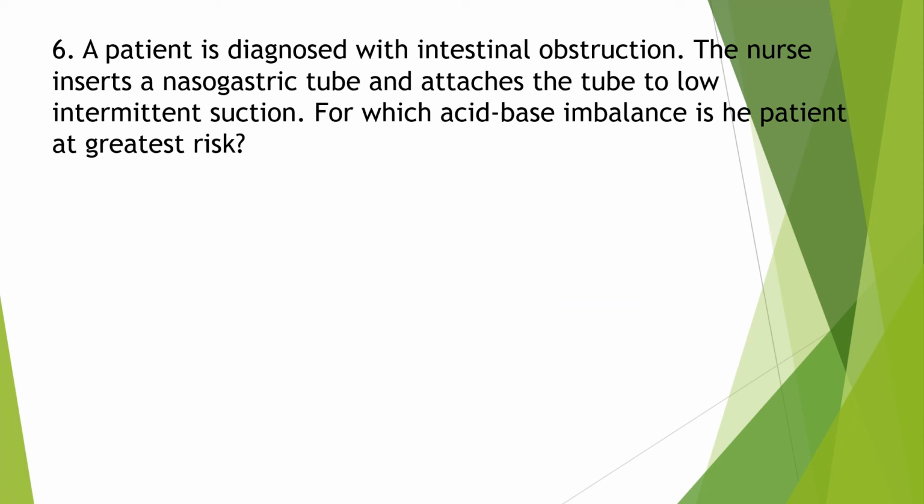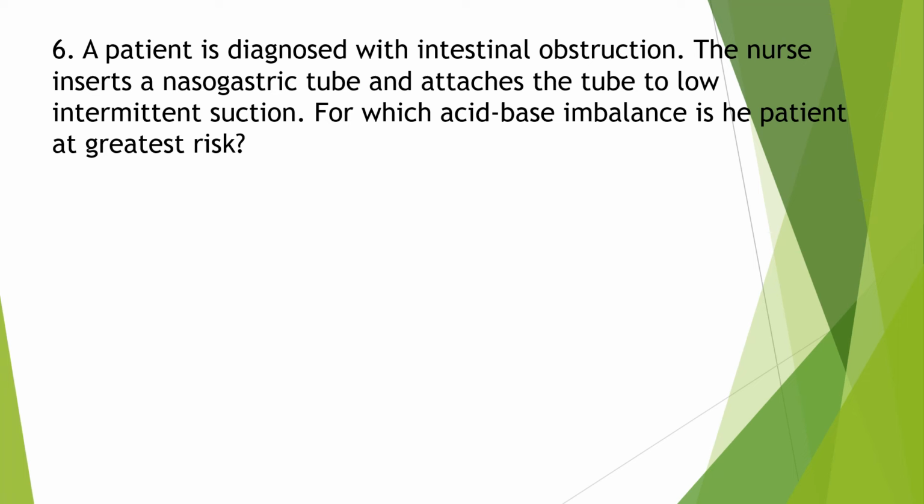Next question, a patient is diagnosed with intestinal obstruction. The nurse inserts a nasogastric tube and attaches the tube to low intermittent suction. For which acid-base imbalance is the patient at greater risk? So the patient has come with intestinal obstruction. It is not related to the respiratory system, you understood. And the nurse has inserted a nasogastric tube.